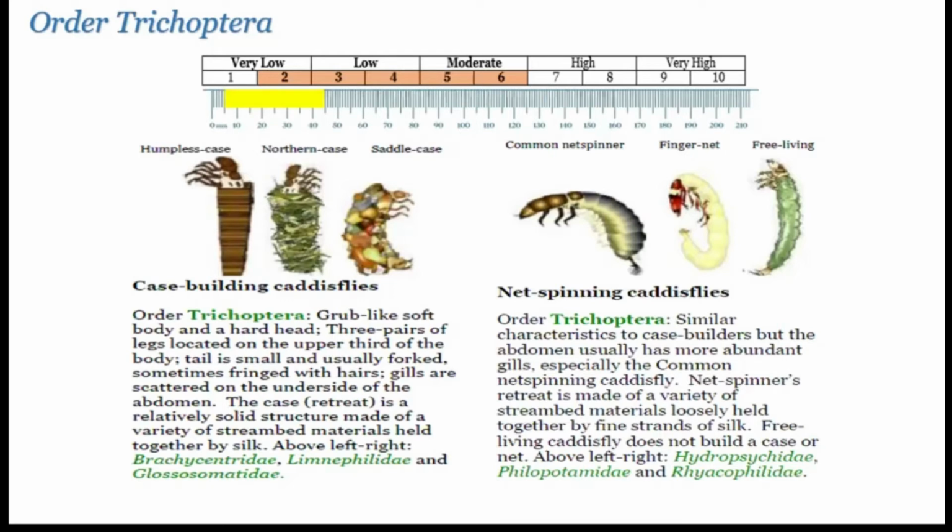And there's one caddisfly that's the exception. It's the green sedge, as a trout fisherman would call them. They do not build a case. They do not spin a net. They're the only true predatory caddisfly.